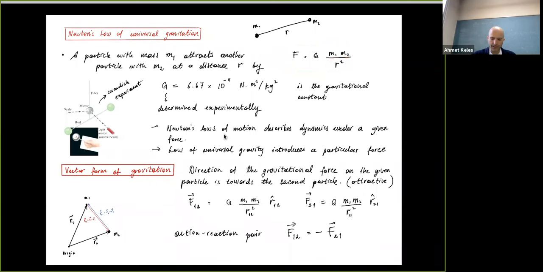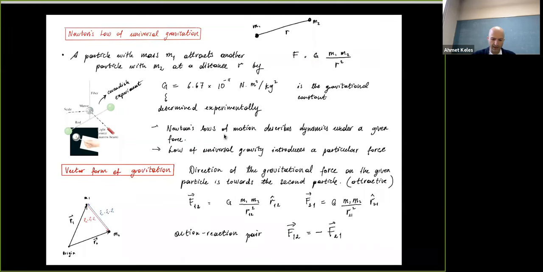Okay? It's sometimes called the inverse square law. Okay, it's a very specific form. Here G is a constant. We call it the gravitational constant, and this can actually be determined experimentally.